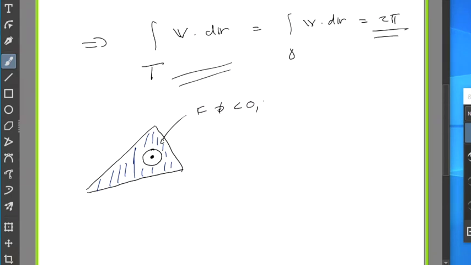Excellent question. That's a very important point. As long as the vector field is defined everywhere in the domain in which we apply Green, everything is fine. I hope that's true.